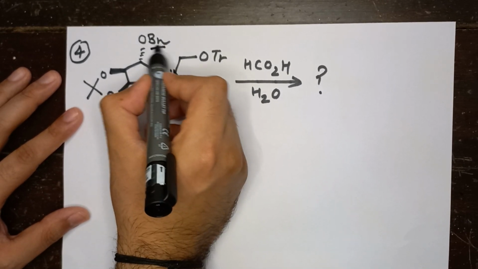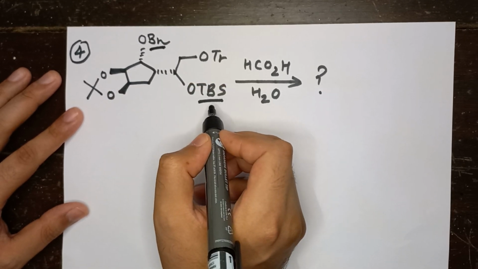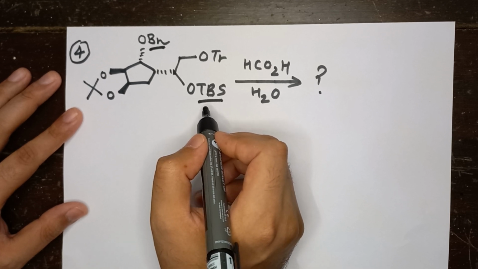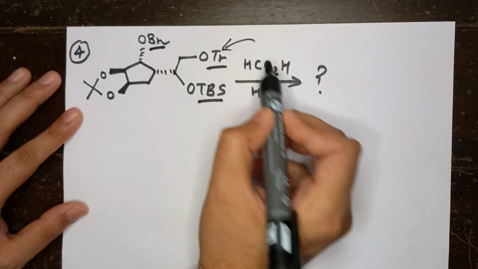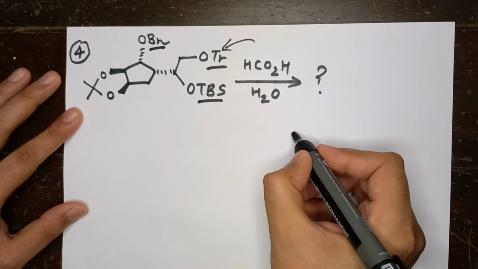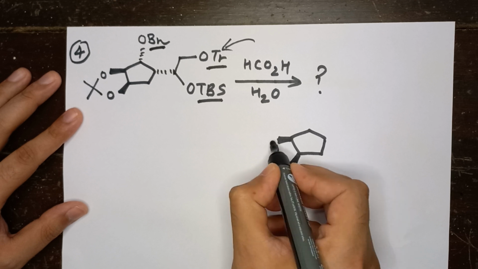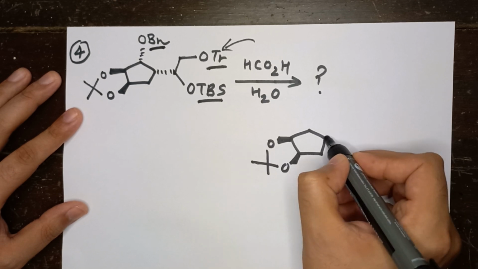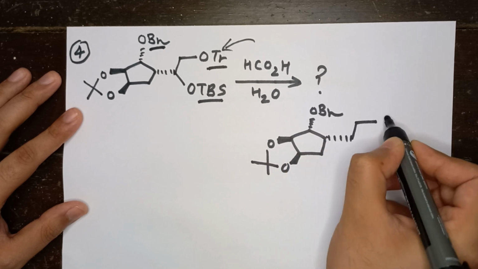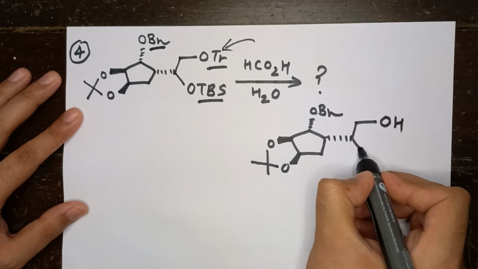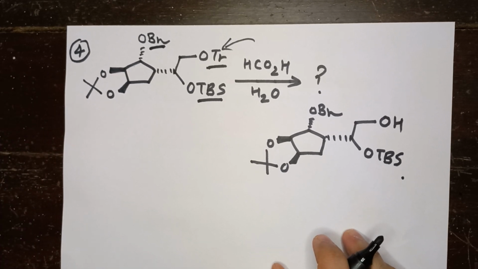Well, this Bn group deprotects under H2, Pd/C conditions. This TBS deprotects in the presence of fluoride salt. But this trityl group is very labile to acid, so this will be deprotected selectively. And the product will be, this will be untouched. Here we have converted OTr to OH and this will be intact. So this is the product for this reaction.